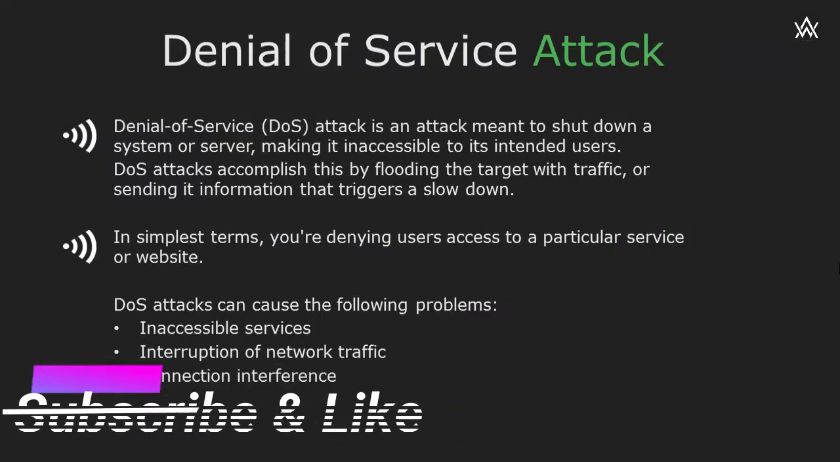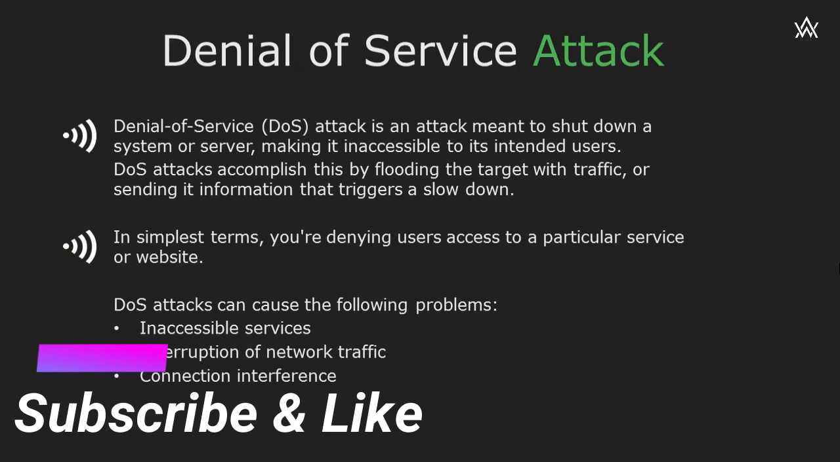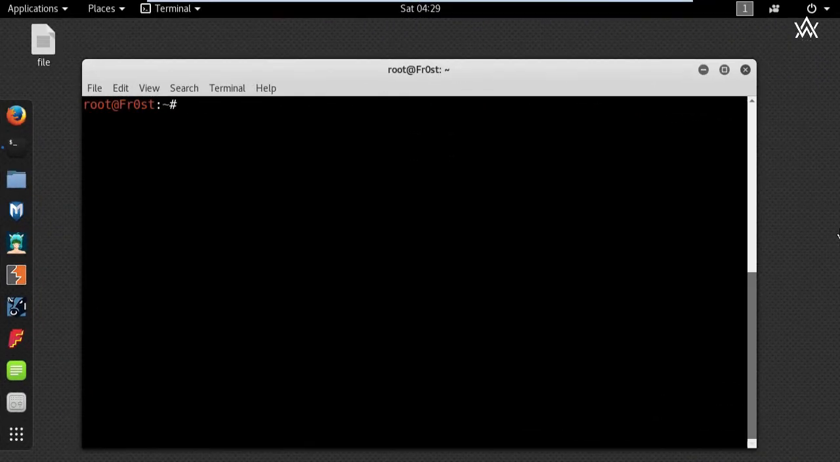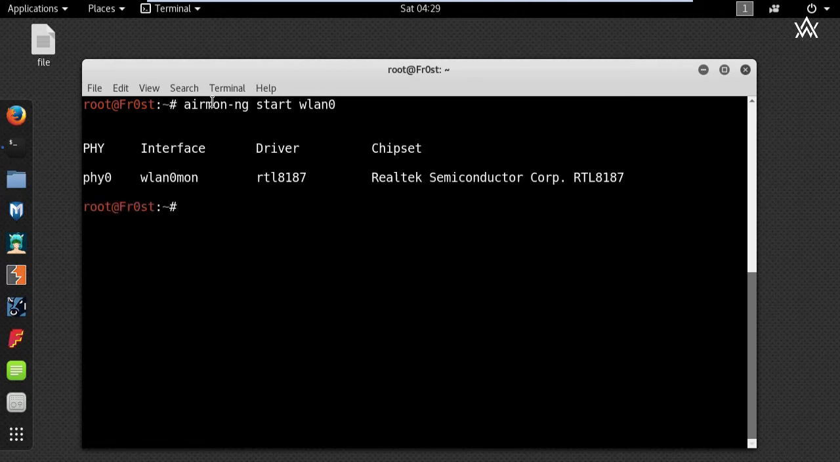I'm going to teach you how to perform a denial of service attack on a wireless access point. First of all, let's understand what a denial of service attack is. This is an attack meant to shut down a system or server by denying users access to a service or website. So I will switch to my Kali machine and put my wireless card into monitor mode using the following command: airmon-ng start wlan0.